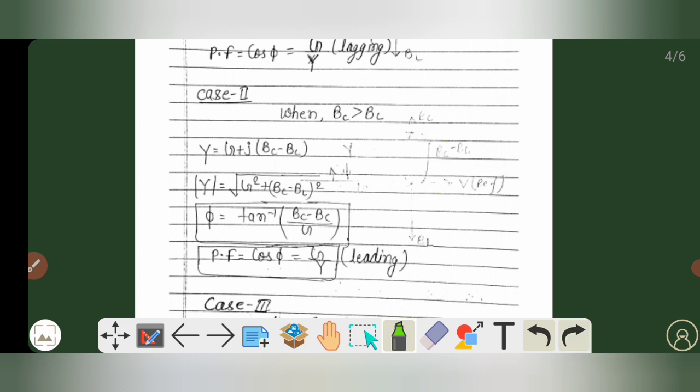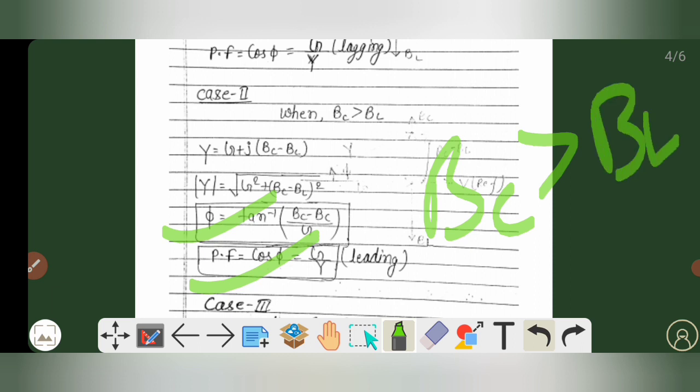Now from this triangle we can easily calculate the value of phi and the cos phi, the power factor. As you can see here, in this case the value of the capacitive characteristics is greater than the inductive characteristics. So in this case the overall circuit will be capacitive in nature.